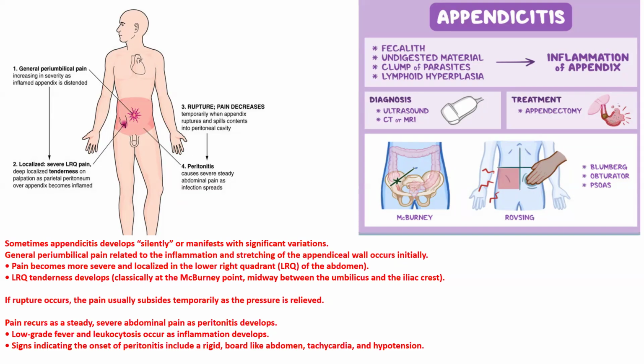The pain becomes more severe and localized to the lower right quadrant. Lower right quadrant tenderness usually develops at McBurney's point, which is midway between the umbilicus and the iliac crest. Here you'll have that rebound tenderness. If the rupture happens, likely the pain will go away for a little bit. That's a danger. Then that fluid goes into the peritoneal cavity, and they're going to develop peritonitis.